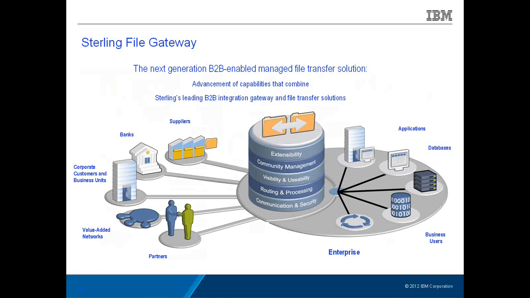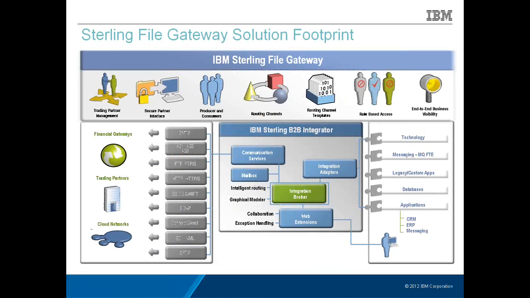A small footprint of what Sterling File Gateway is, and as I said earlier, Sterling File Gateway is built on top of Sterling B2B Integrator, which supports various transport as well as business protocols. On the left-hand side, you would see various protocols that are indicated, like SMTP, ASX, FTP, HTTP, and various other protocols as well. It also talks about various data formats.